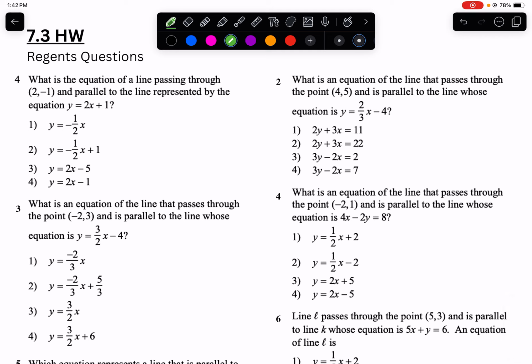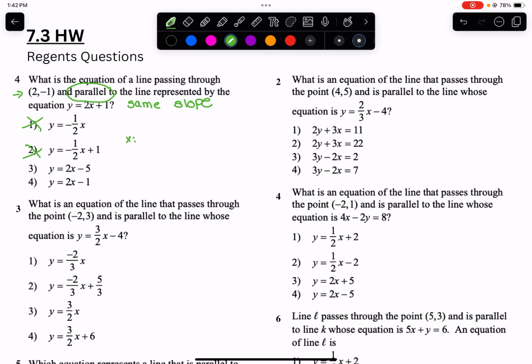So what is the equation of a line passing through (2, -1) and parallel to the line represented by the equation y equals 2x plus 1? Well, if I'm looking for parallel, that means that I have to have the same slope. So I can immediately start to eliminate some answer choices. Definitely not going to be 1 or 2. So I have to figure out which one of these goes through the point (2, -1).